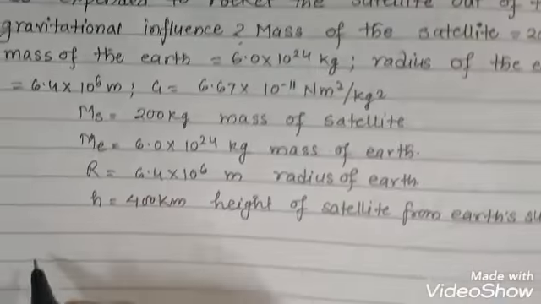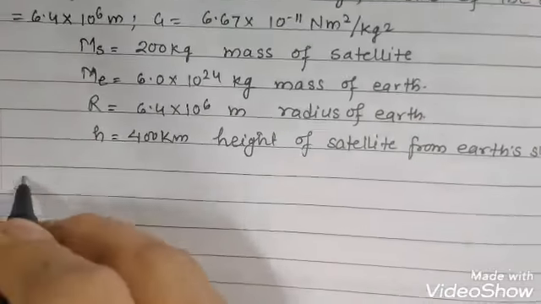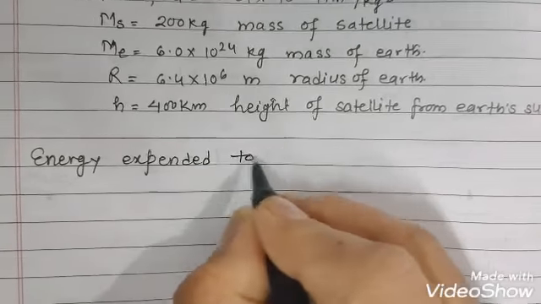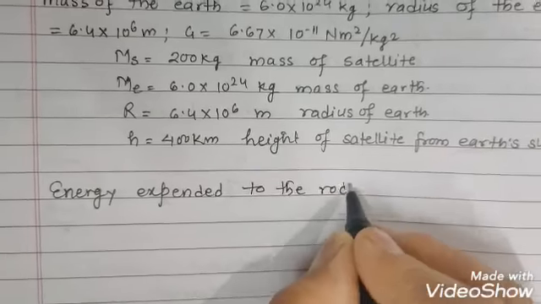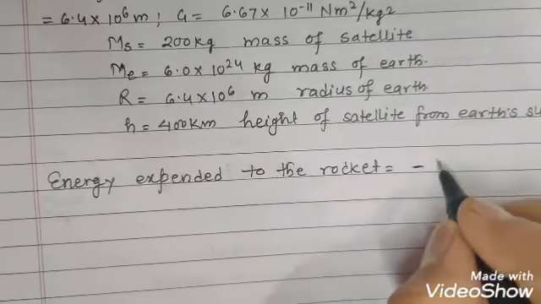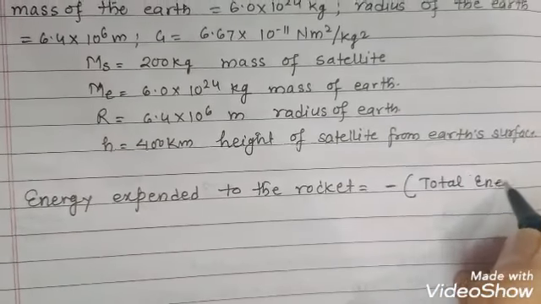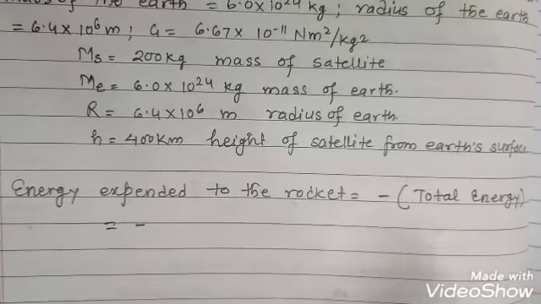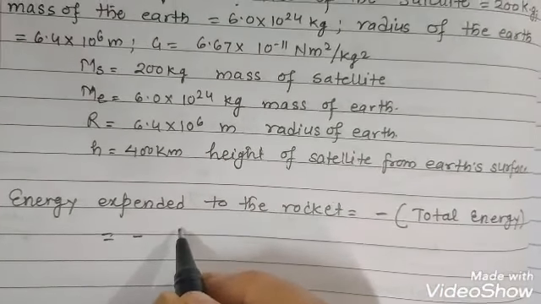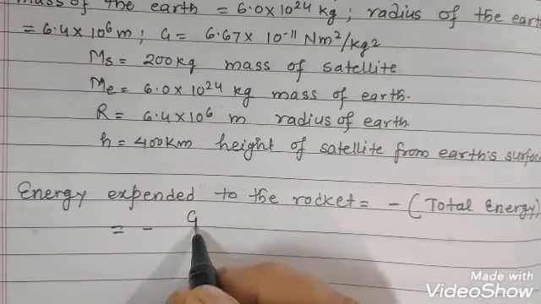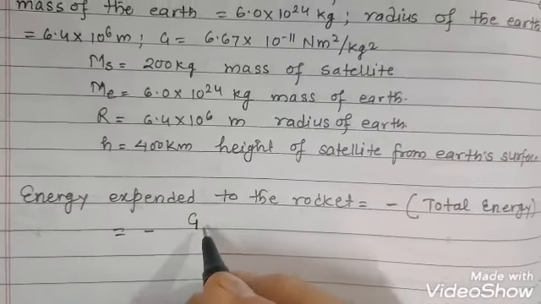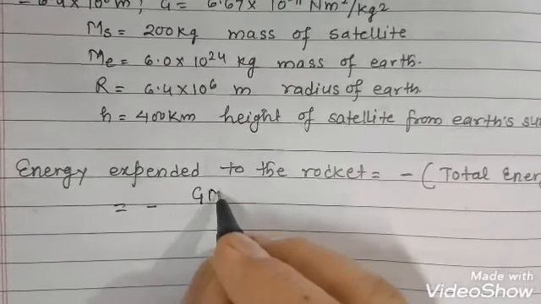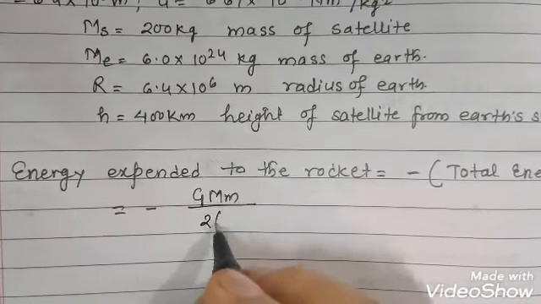That means we will require the energy expended to the rocket must be equal to minus of the total energy, and we know that minus of the total energy, or simply you can say the binding energy, minus of the total energy we have calculated, that is the sum of potential energy and the kinetic energy, and the potential energy and kinetic energy for this rocket or any satellite, it came like GM upon 2(r plus h).